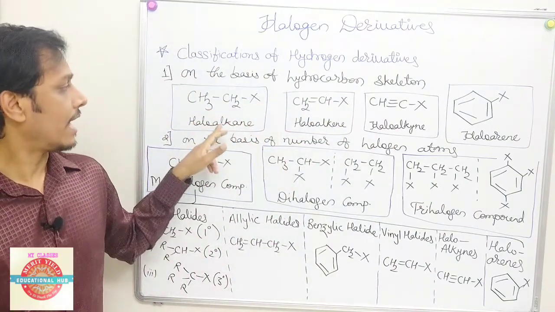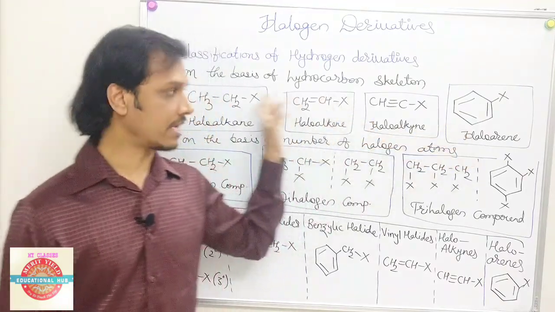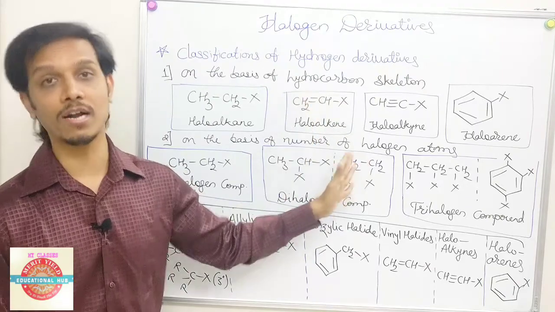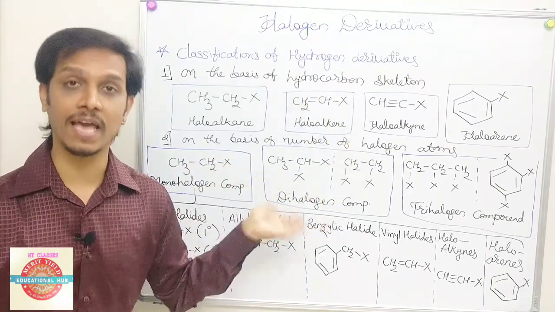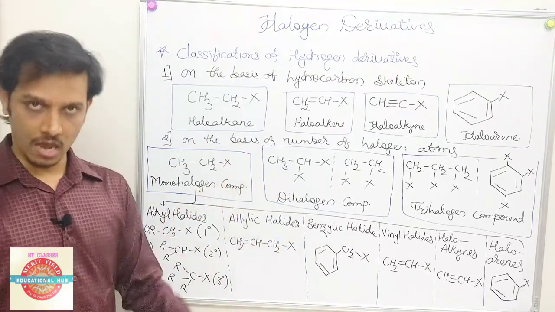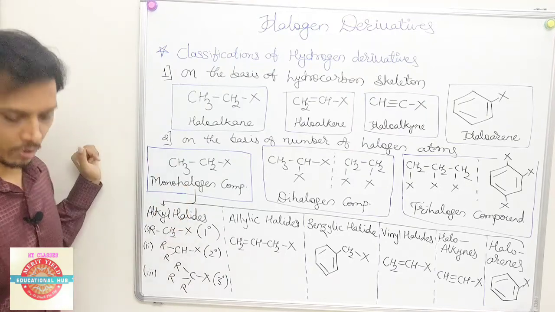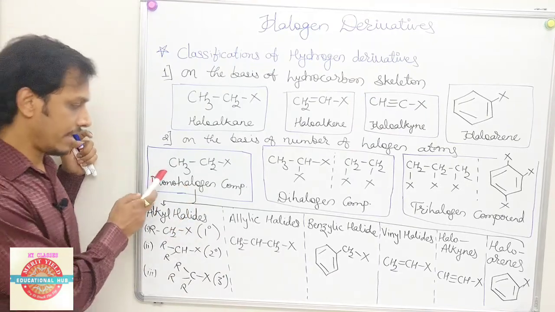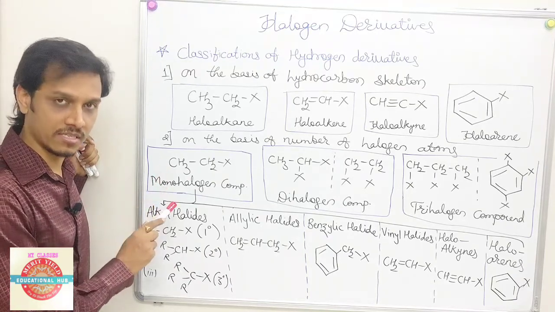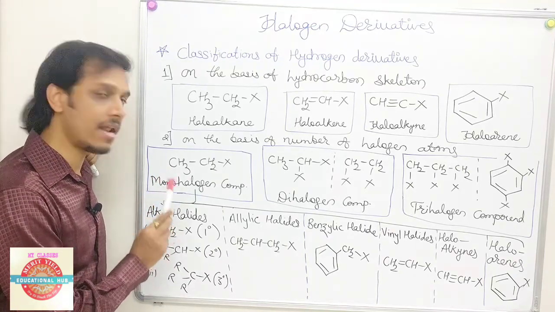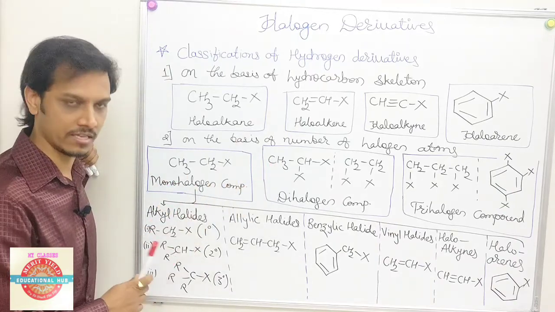So once again, haloalkanes, haloalkenes, haloalkynes and haloarenes. These are based on the how many bonds carbon is carrying. Here, how many hydrogen atoms are replaced by the halogen is the second basis. Now, for our syllabus, we are mostly interested in monohalogen compounds. So what is the monohalogen compounds? Here, if one hydrogen atom of the hydrocarbon system is replaced by 1 halogen atom, it is called as monohalogen compounds. Same goes with the di and tri, you can understand it.